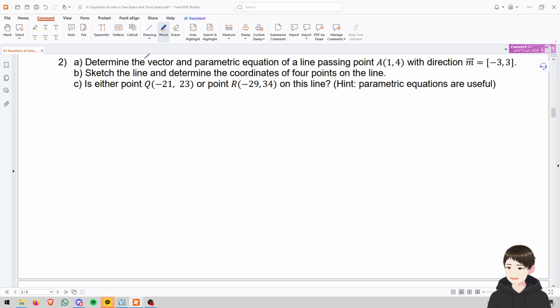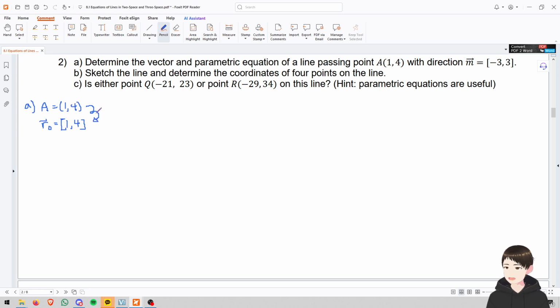Question 2. Determine the vector and parametric equation for the line passing through this with a direction of that. So not to be skeptic. If it's passing through (1, 4), that means it arrives at (1, 4). The point (1, 4) could be used as a vector. So we can say that I have a position vector of (1, 4), which gets me on the line.